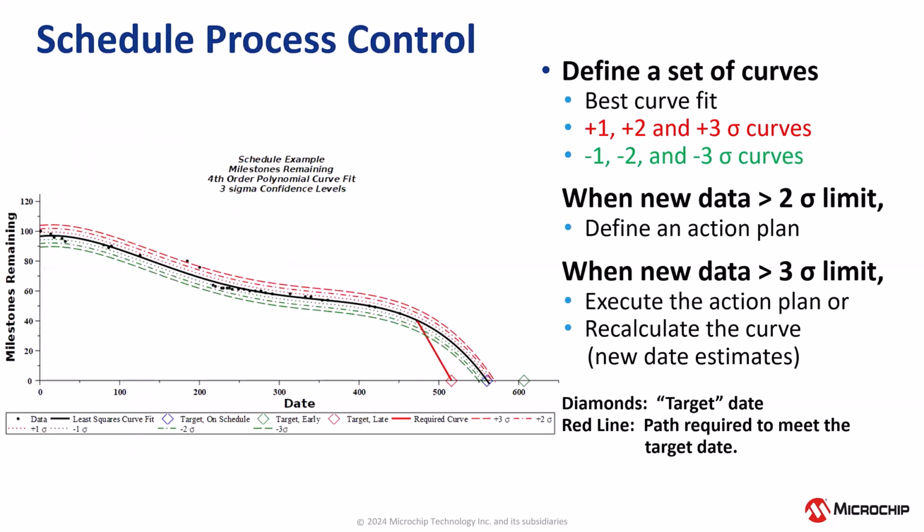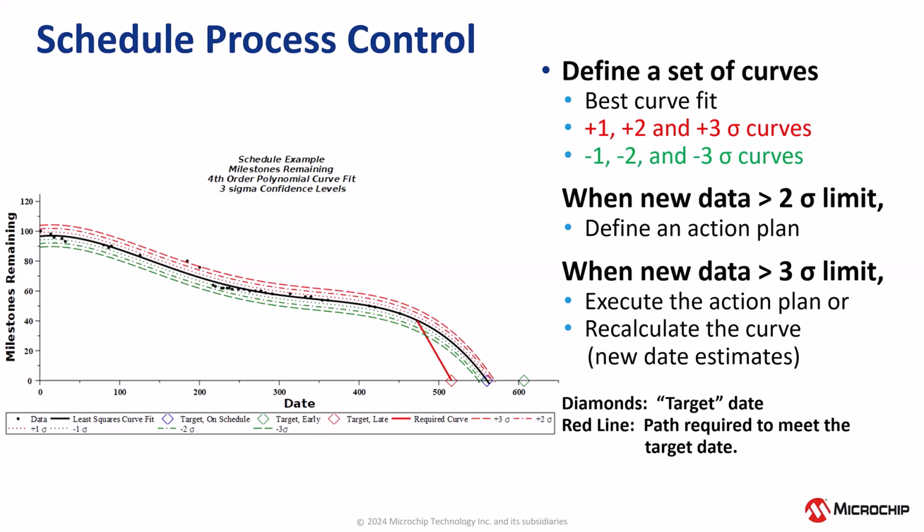Now that we have a defined curve and statistical information, the process control limits can be generated. Recall that the black line is the curve that has been chosen. A set of curves representing +1, 2, and 3 sigma are shown in red. Also, a set of curves representing -1, 2, and 3 sigma are shown in green.